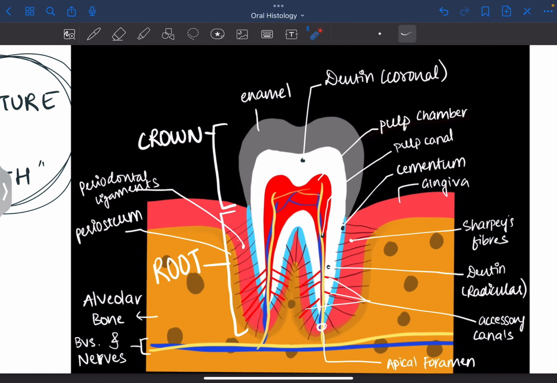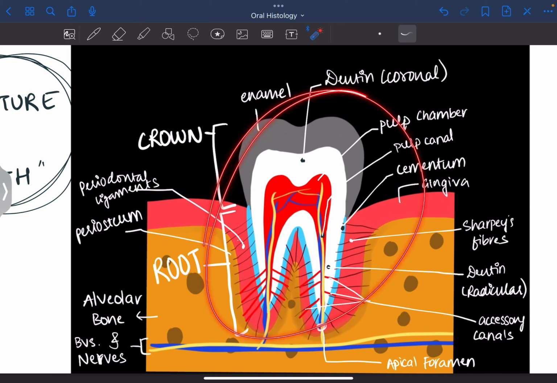Inside the pulp chamber we see nerves and blood vessels. This will be the nerve and the blue one will be the veins. I could not draw red for capillaries, but red would also be there. And these take entry from a tiny pore called the apical foramen.